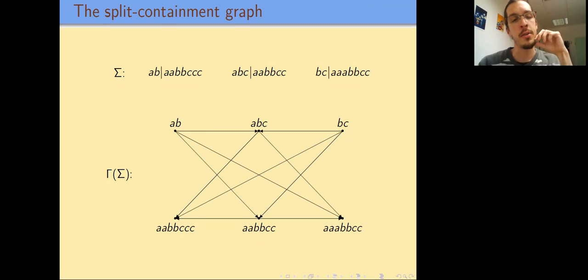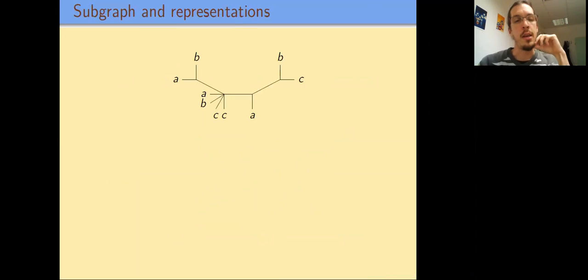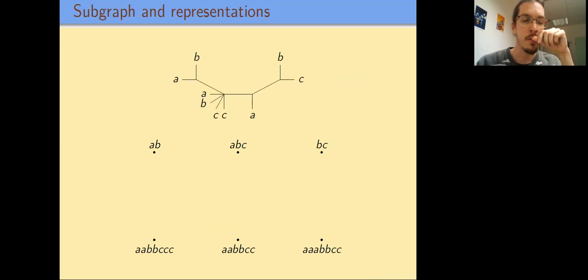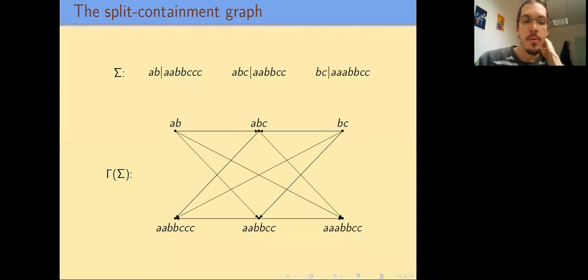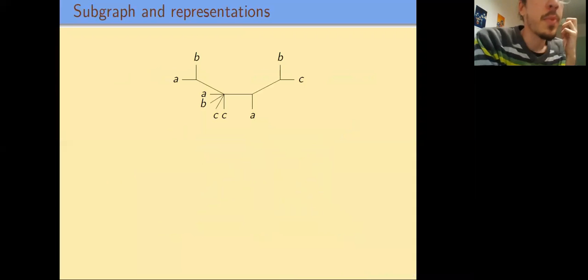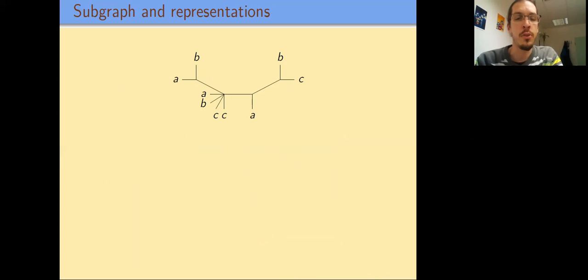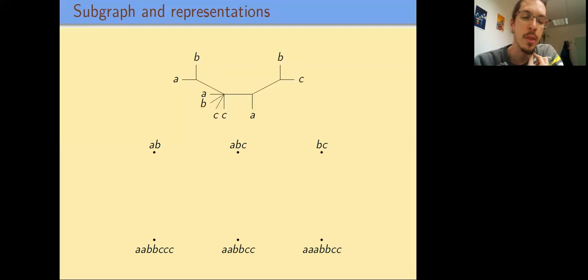And the interesting thing is, this is a representation of the split system I mentioned before. And this representation, this MUL-tree displaying my set of splits, is closely related to a specific subgraph of my containment graph. So again, I will start with all sets induced by the splits as a vertex set.